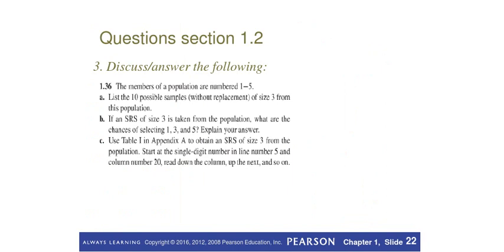And then finally, let's use Table 1 in Appendix A to obtain a simple random sample of size 3 from the population, and start with a single digit number in line number 5, and on column 20. So line number 5, column 20. I'll go ahead and explain what that is right now before we even start our question. We'll come back to this.